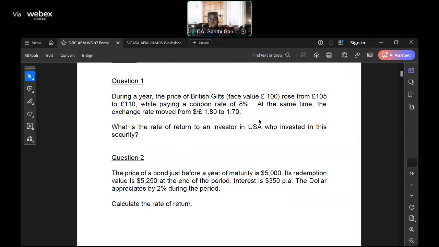But because we're talking about a US investor and his investment in Britain, the investment has to be made in pounds. The exchange rate has a significance, and the rate has moved from 1.8 to 1.7. You can try this.